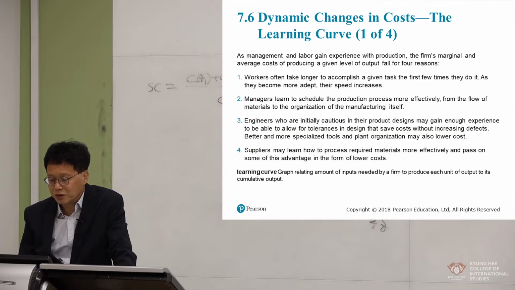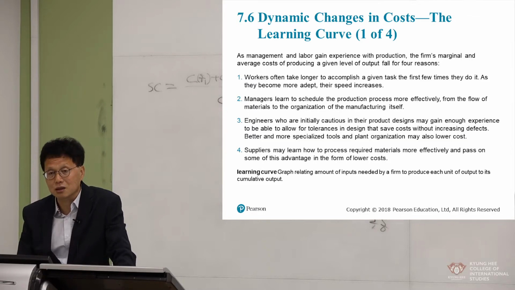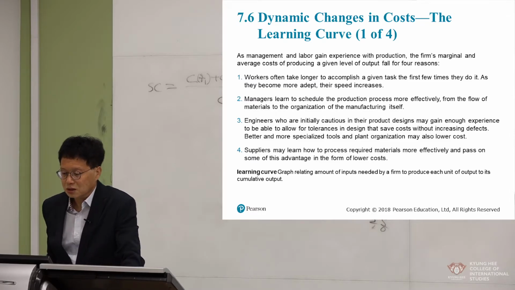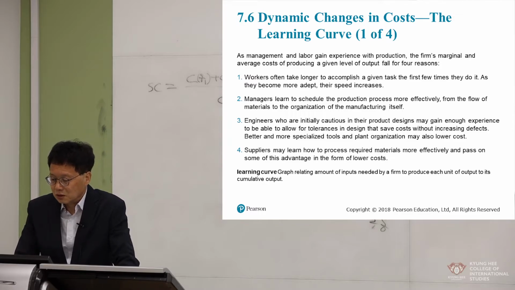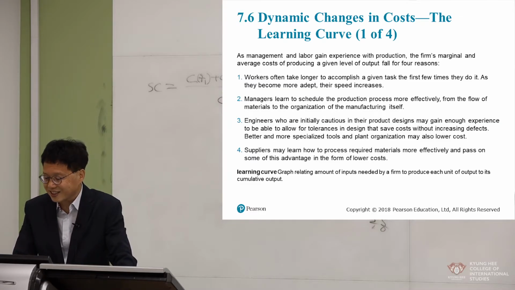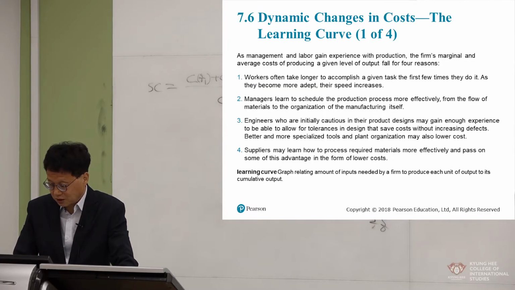Number one, workers often take longer to accomplish a given task the first few times they do it. As they become more adapted, more experienced, their speed increases. Right? Number two, managers learn to schedule the production process more effectively, from the flow of materials to the organization of the manufacturing itself. Number three, engineers who are initially cautious in their product design may gain enough experience to allow for tolerances in design that save costs without increasing defects.